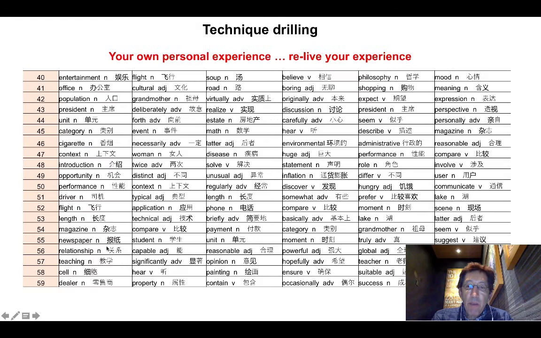How about the next page, 49? Okay. Line 49. Opportunity, distinct and unusual. Distinct.